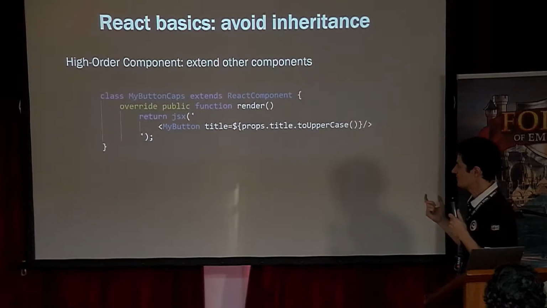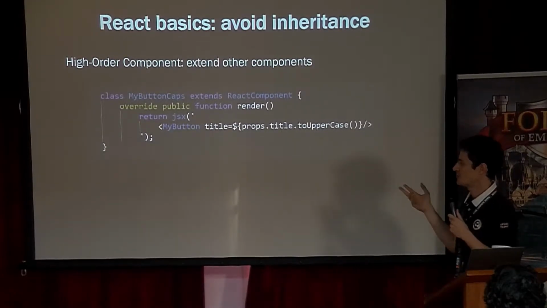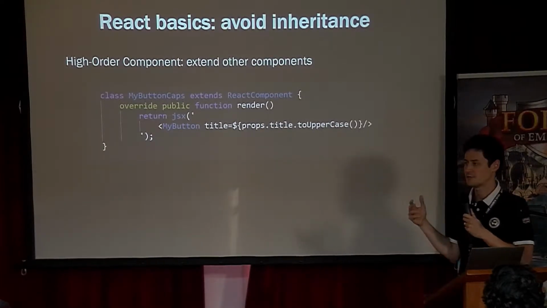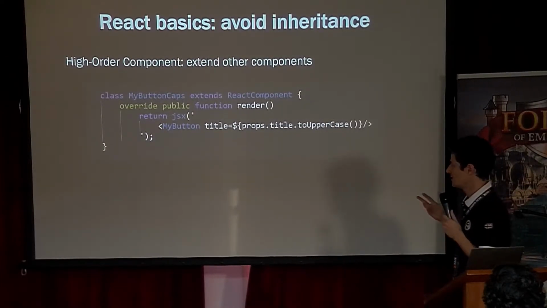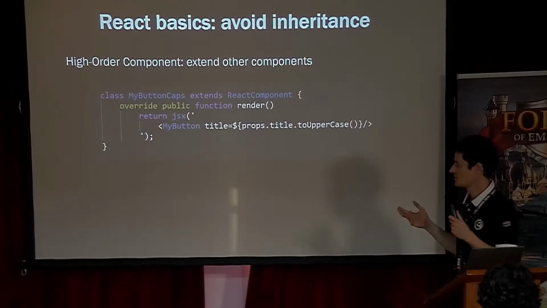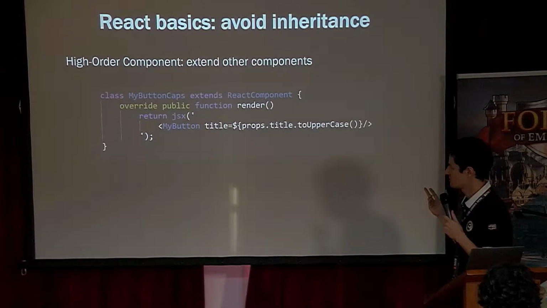So here we can do an uppercase button, and it will have the same API as the normal button, having a title, and this can return a normal button, just making the text uppercase. So that's the React way of dealing with components and inheritance, because you would use composition instead here.